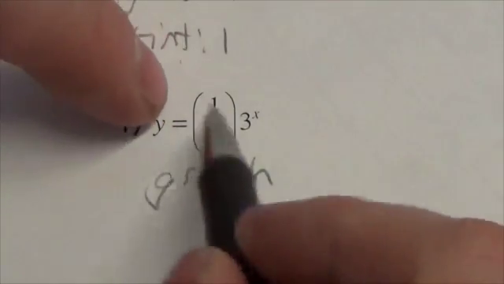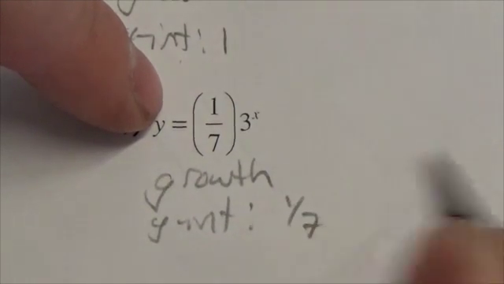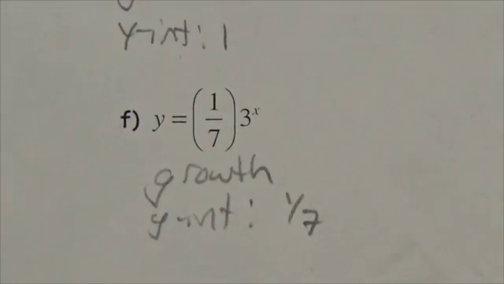And then the coefficient here is 1/7, which means my y-intercept here is going to be the fraction 1/7. There you go. Choose the graph below that best represents y equals ab to the x, where a is greater than 0 and b is between 0 and 1.